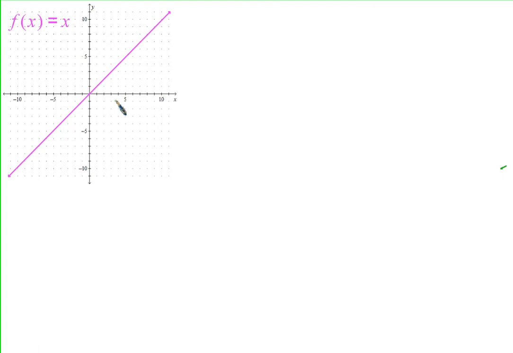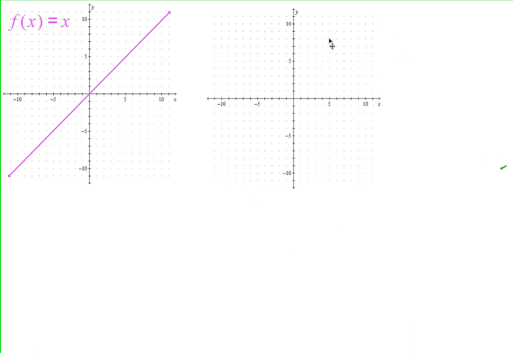This is called the parent function because it's the basis, the foundation of all linear functions. It's the most basic. Any other function that's like this one will just be an alteration of this function. It will have this function's genetic code in it. So let's take a look at some other linear functions that are children of this function, and we'll see how they compare to this one here.